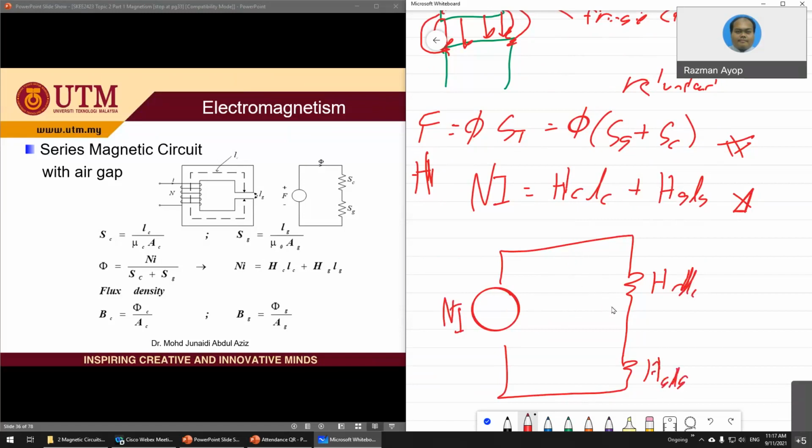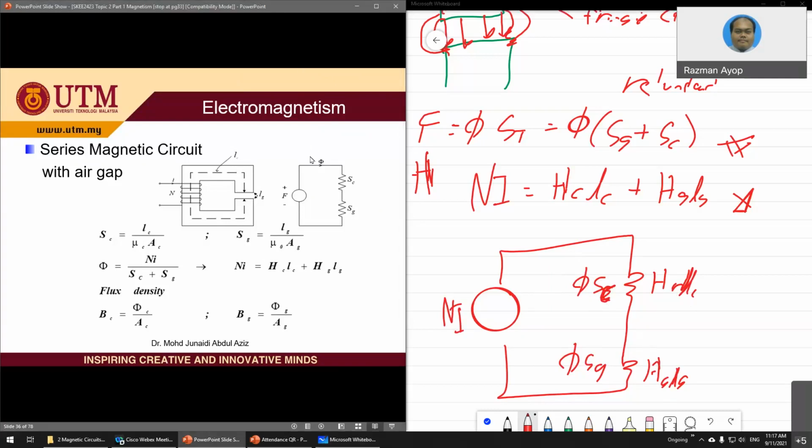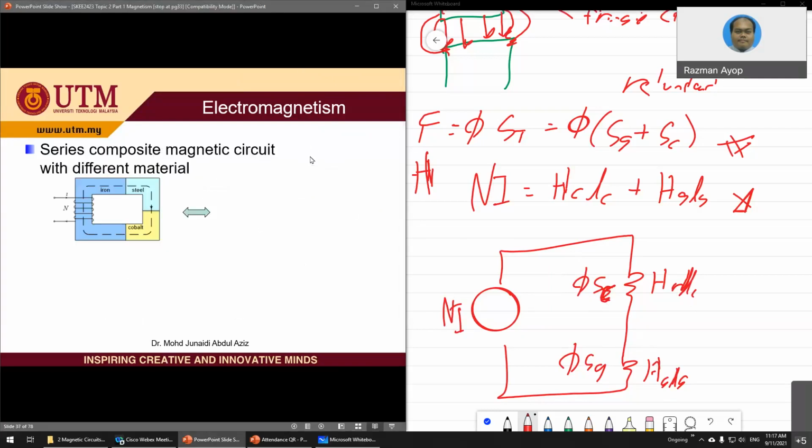Or you can use the flux: flux times SG plus flux times SC. So either of the two ways. Make sure you know where to use this. So this is how you solve a series magnetic circuit with an air gap.